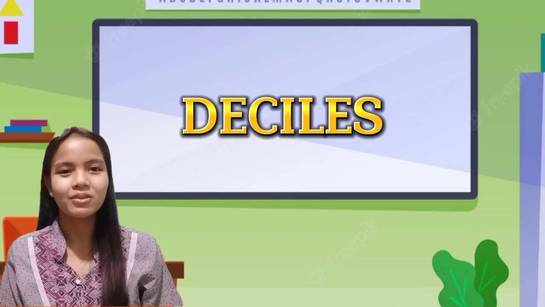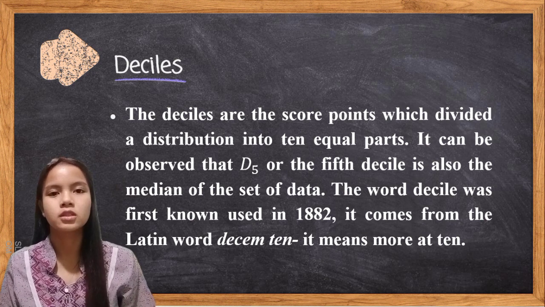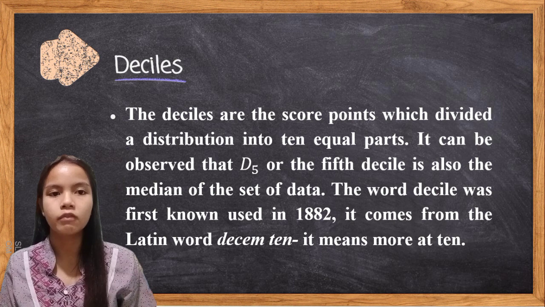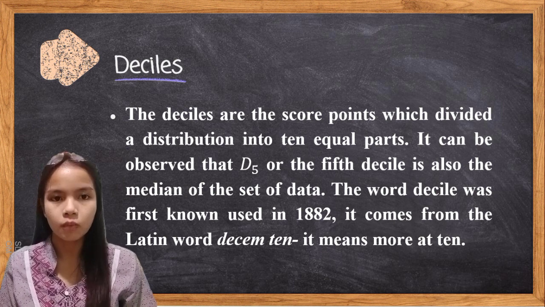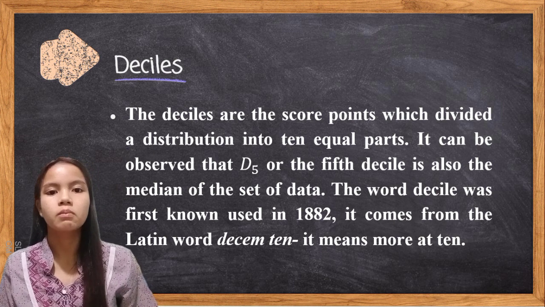It's all about deciles. The deciles are the score points which divide a distribution into 10 equal parts. It can be observed that the decile 5 or 5th decile is also the median of the set of data. The word decile was first used in 1882. It comes from the Latin word decimentem, which means tenth.